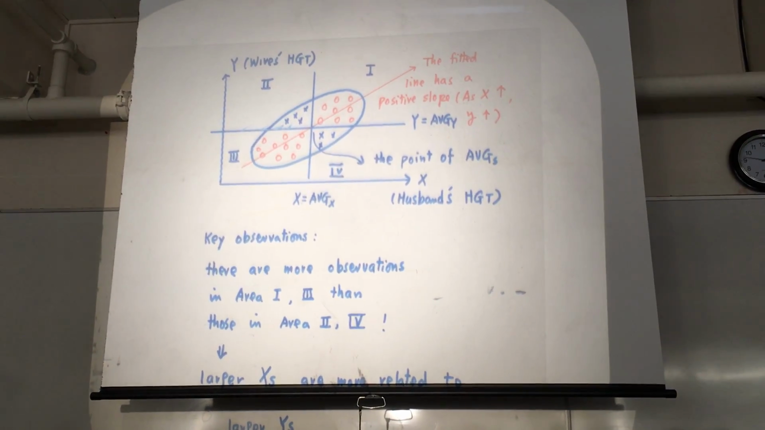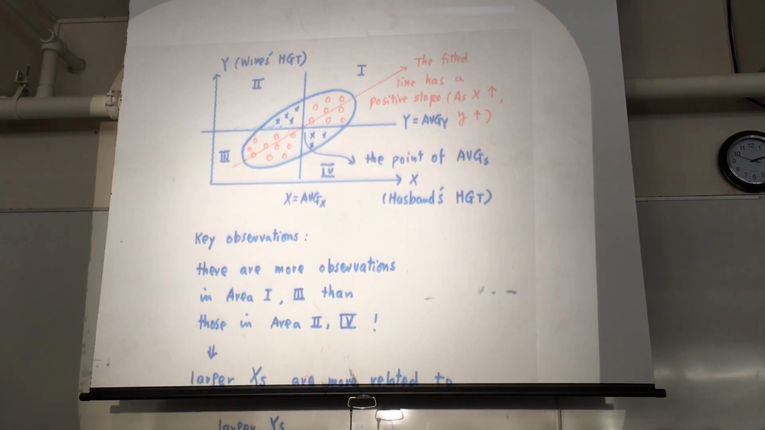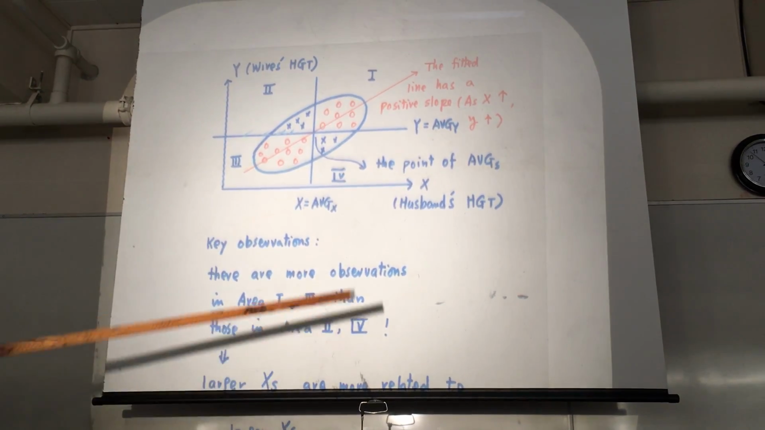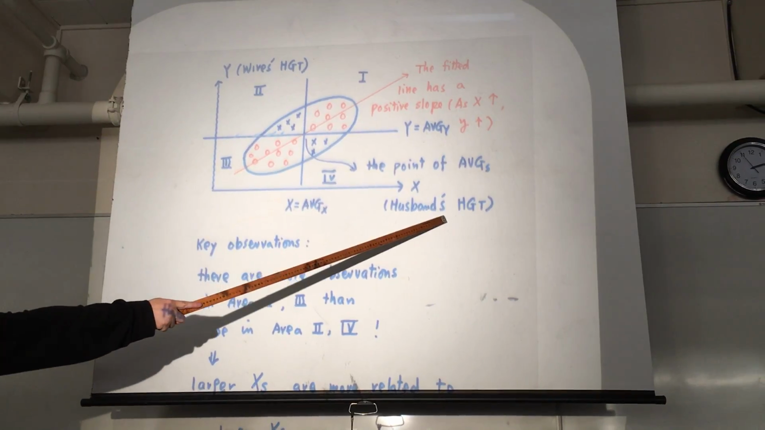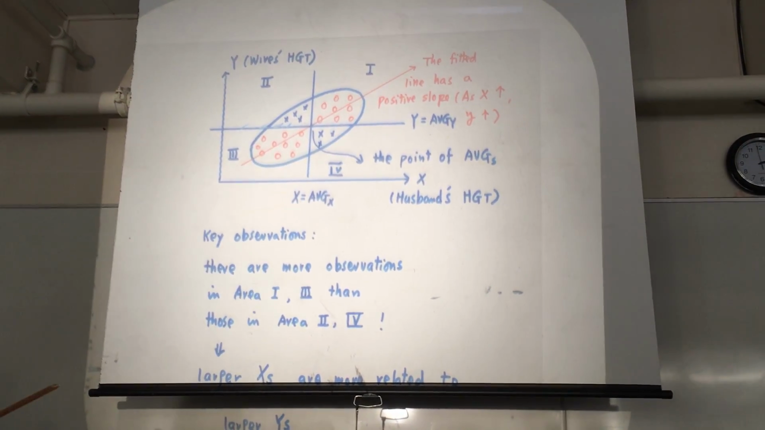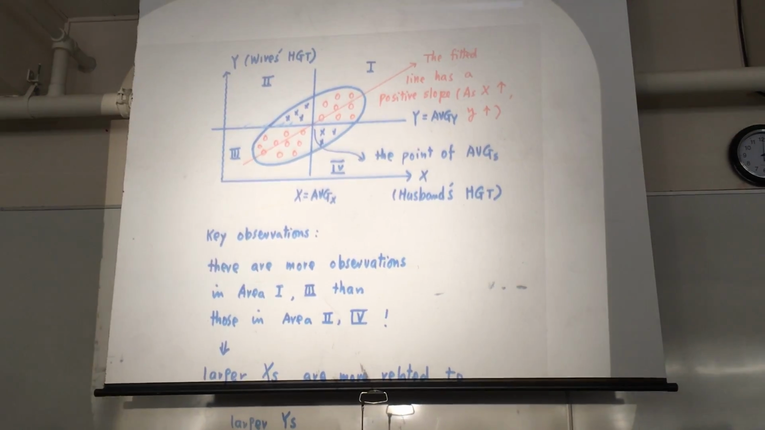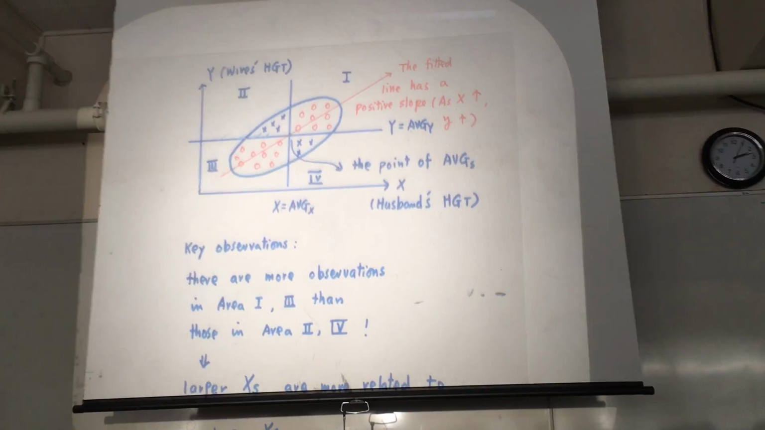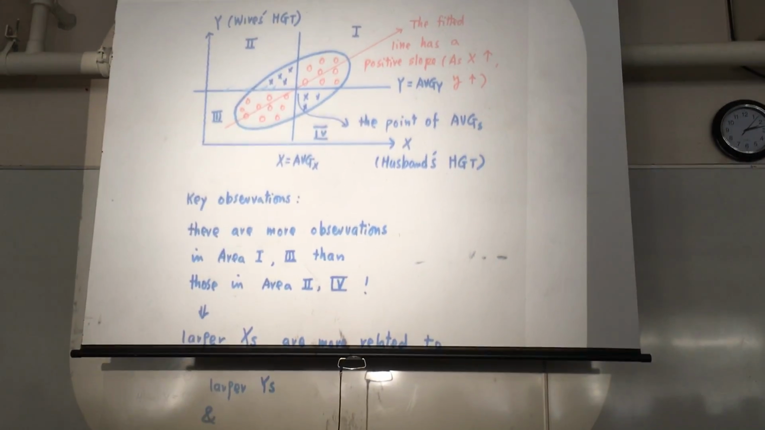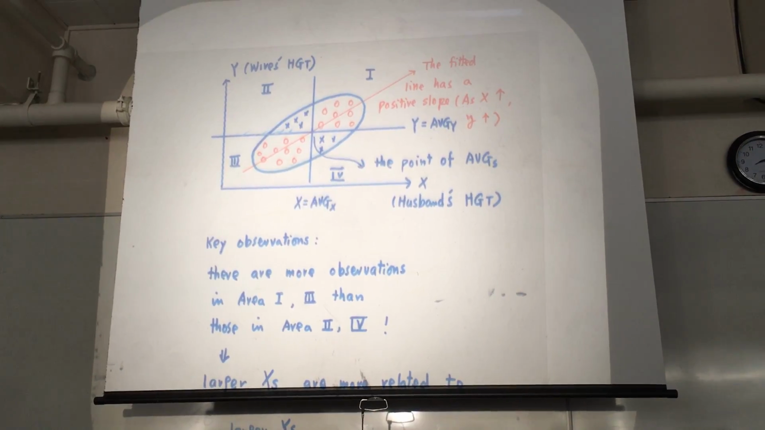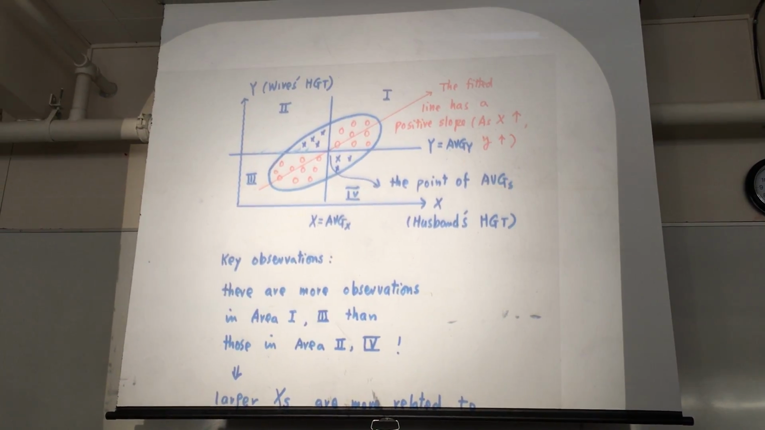Okay, next one. Let's look at direction of the relationship in detail. X is husband's height, Y is wife's height. You know, taller husband marry taller wife. For example, Yao Ming, you know Yao Ming, right? The former NBA player for Houston Rockets. How tall was he? 226 centimeters tall.